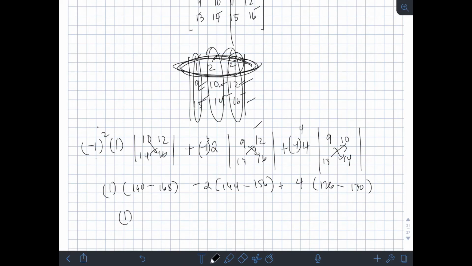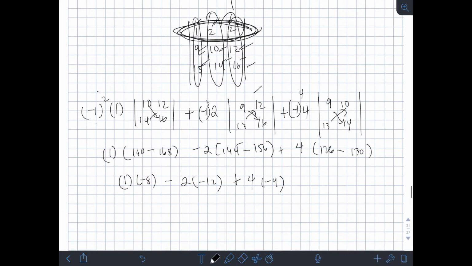So, simplify. 1 times 160 minus 168 is negative 8. Minus 2, 144 minus 156 is negative 12. Plus 4 times 126 minus 130 is negative 4. So, 1 times negative 8 is negative 8. Then, negative 2 times negative 12 is positive 24. Positive 4 times negative 4 is negative 16. So, negative 8 plus 24 minus 16 is 0.